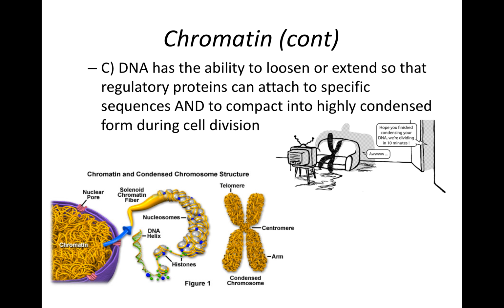DNA also has the ability to loosen or extend, so that regulatory proteins can attach to specific sequences, and to compact into a highly condensed form during cell division. And so there are times when parts of the chromosome will uncoil a little bit and allow proteins to bind. This happens when genes get turned on. But then during cell division, your chromosomes condense because they don't want to lose any bits of themselves during the process of moving and splitting in two. And so they get highly compacted. And that's why you can see chromosomes during cell division, but not during interphase.